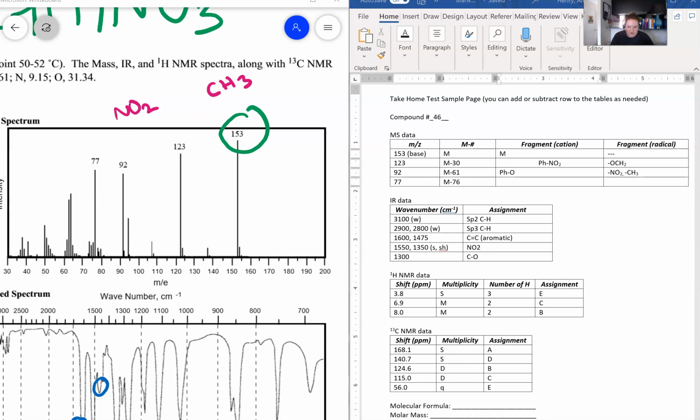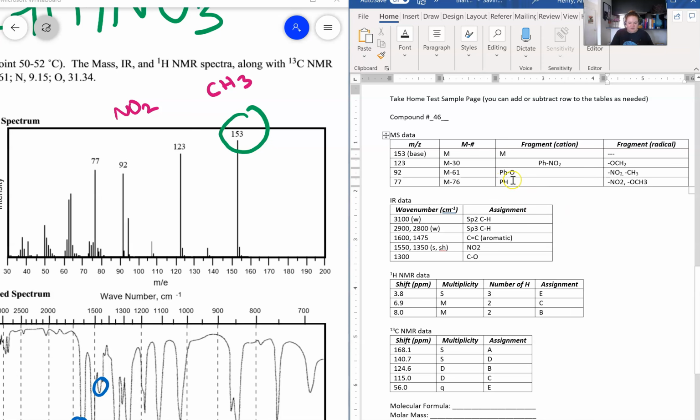And so the peak that we're seeing there at 77, actually nope, that doesn't work out math-wise. So let's see, 6 times 12, 72, plus 5 would be 77. So really what's left behind here is just the benzene ring. And the NO2 and methoxy have broken off.